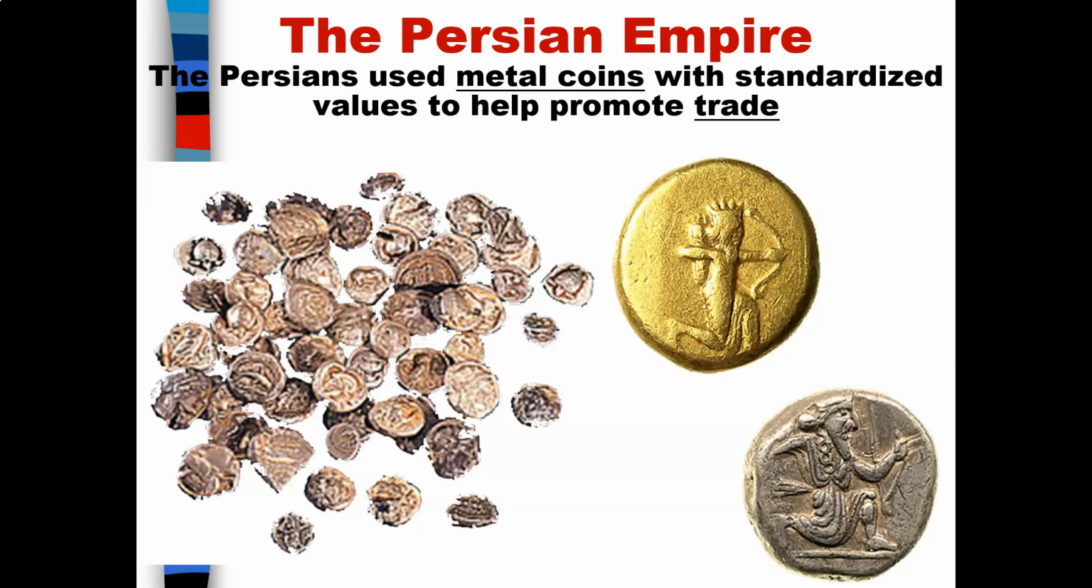The Persians also used metal coins with standardized values to help promote trade. Remember, you need coins, you need money, you need currency. And once you have a stable currency, you are able to promote trade. You are able to move goods from point A to B to C to D, and you would pay with a currency, in this case, money that had the same value everywhere. And this way it allowed the kings to actually connect with all provinces, all areas, and not only connect but be able to collect taxes, which was important to maintain an army and pay all of that government bureaucracy.